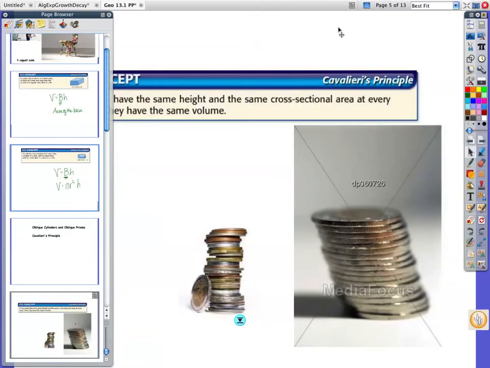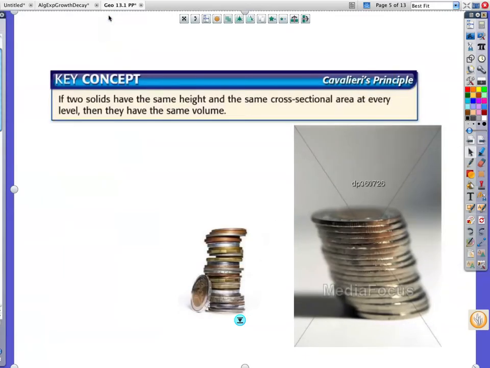And this is another picture that puts this in much better perspective. If two solids have the same height and the same cross-sectional area at every level, then they have the same volume. So this stack, if you move it over a little bit, this is oblique, you have the same exact volume. All right.